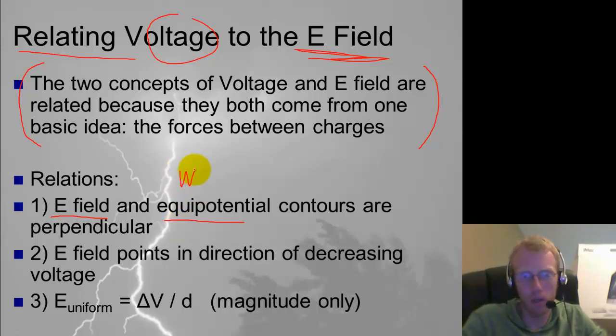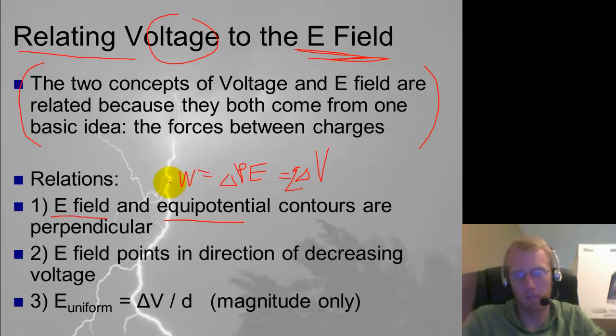So work equals delta PE, or work can cause a change in potential energy, which would cause a change in voltage. So on an equipotential contour, this is 0, this is 0, this is 0. If the work is 0, then the force must be perpendicular to the motion, because otherwise it would be doing work. We can do force times distance. If these two things are perpendicular, then they're not going to have any motion.